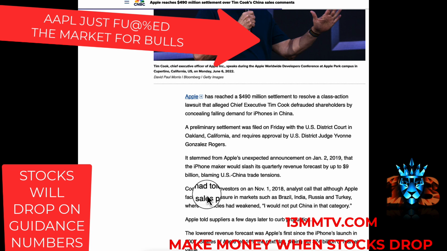Basically, they're saying, well, Mr. Cook, during your analyst call on November 1st, 2018, you mentioned there was going to be some turbulence in Brazil, India, Russia, Turkey. But you didn't say anything about China. And his rebuttal is, well, I didn't consider China at that time as having any currency weakening, so I didn't put it on this list. So he was seeing potential turbulence in Brazil, India, Russia, Turkey as a result of their currency depreciating. Therefore, that was going to probably impact the way they were going to report income out of these countries. But he didn't say anything about China.